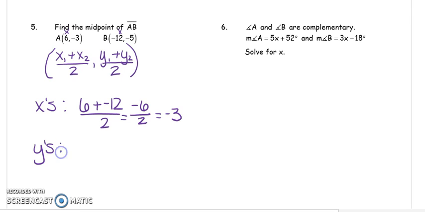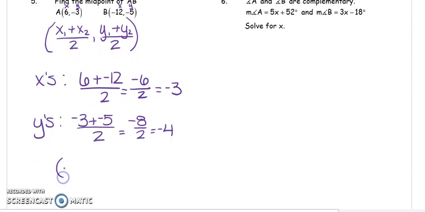And then we'll do the same thing with our y's. Negative 3 is a y coordinate, so is negative 5. So negative 3 plus a negative 5 divided by 2. That's negative 8 divided by 2, which is a negative 4. We take the negative 3 and the negative 4, and we write them as an ordered pair. That is the midpoint between the two of them.